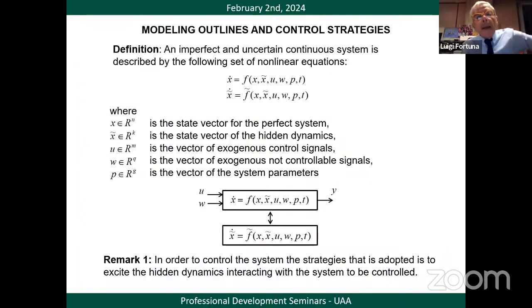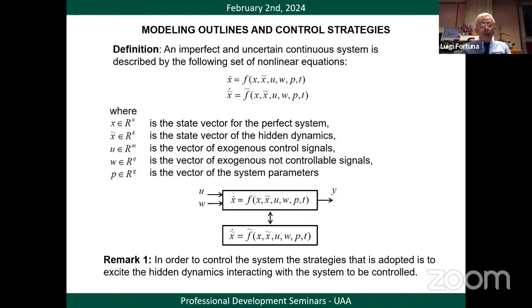So what is the model? The model is this. Generally, we have a nonlinear system where X are the state variables, while X tilde are the hidden variables, the hidden variables that are due to the imperfection. And we must stimulate these state variables in order to have a complete behavior of the system.